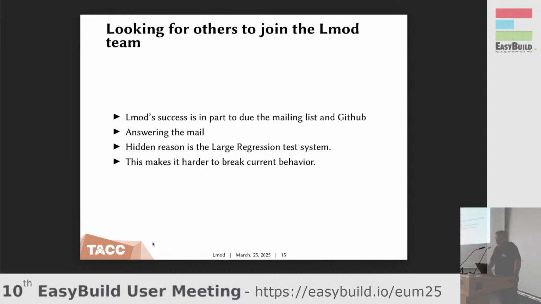I think that Lmod's success has been partly due to the fact that we've been good about answering the mail in GitHub, and we don't have 1,000 pull requests pending. I don't think we have any. I have a couple of pull requests I've said no, I'm not doing that, and a couple of issues I'm saying no, I'm not going to do that. Yeah.